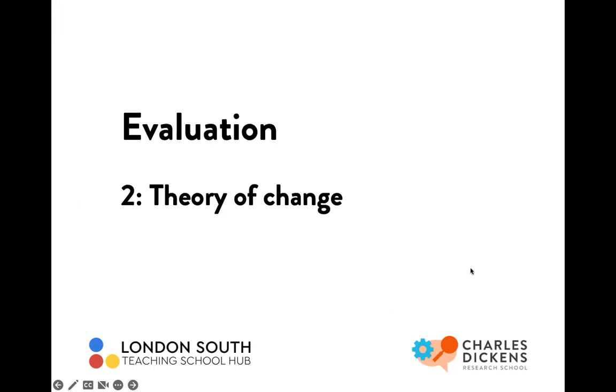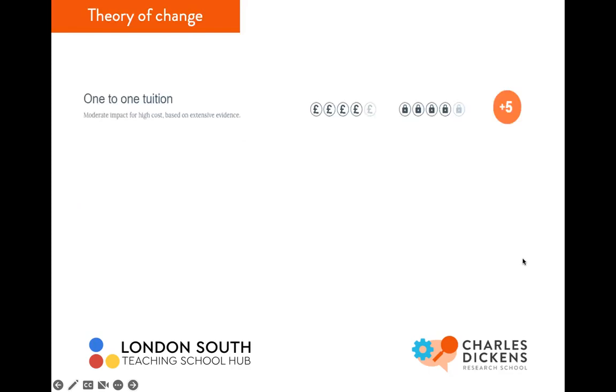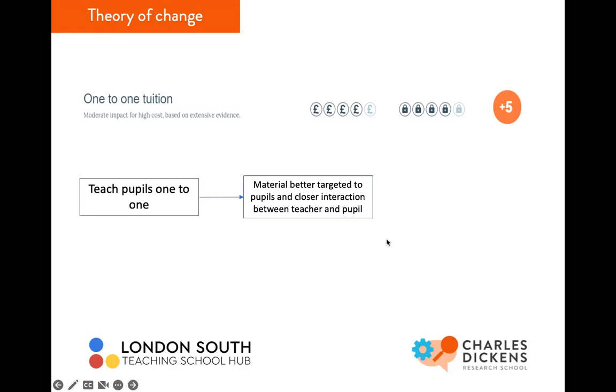Let's have a look at a few examples. In this first example, the intervention is one-to-one tutoring for pupils. That is our input, our intervention. And we might theorise that if we teach pupils one-to-one, the material will be better targeted to pupils and that there'll also be a closer interaction between pupil and teacher, and that this in turn will lead to an increase in attainment. So on the right-hand side, we have the desired outcome, and in this middle box, we break down exactly what it is about the tutoring that will drive this outcome. And in this example, it's about the personalisation of teaching and learning.